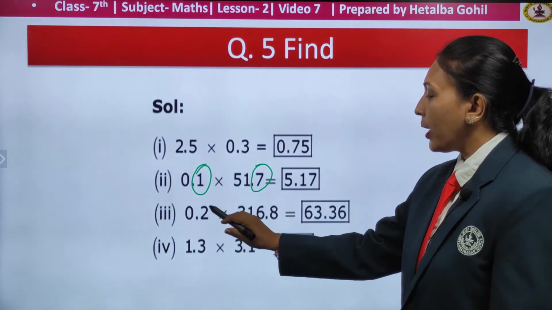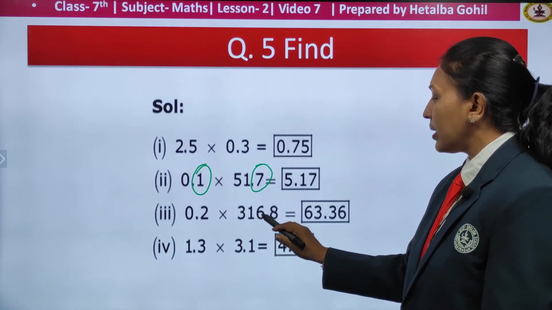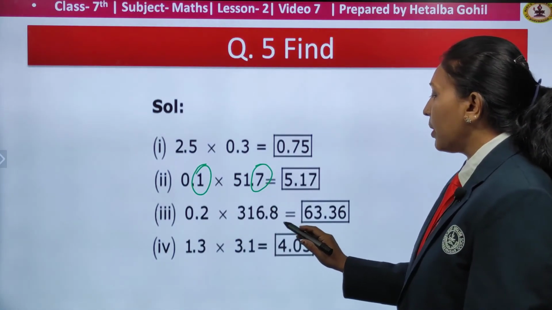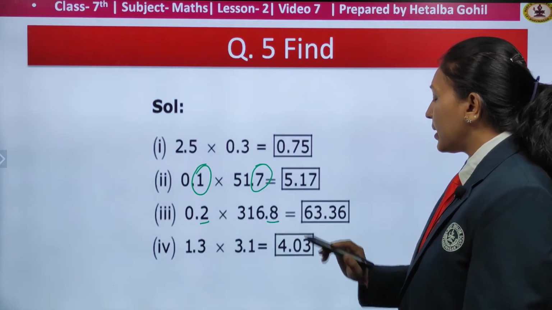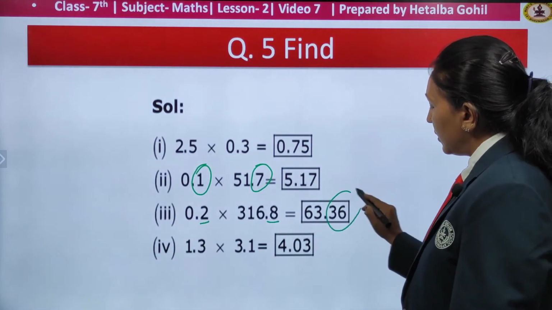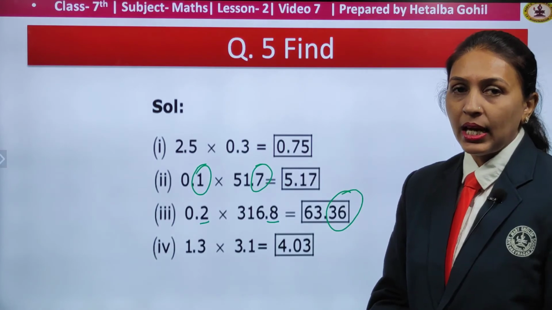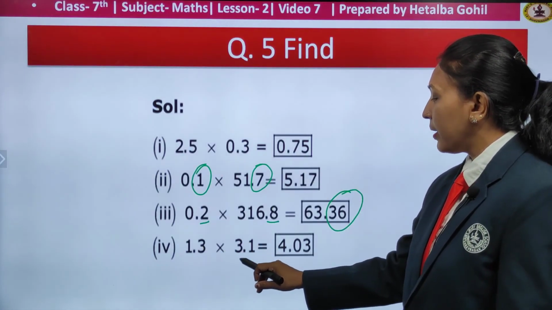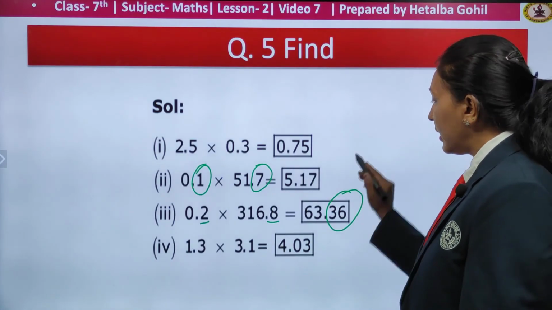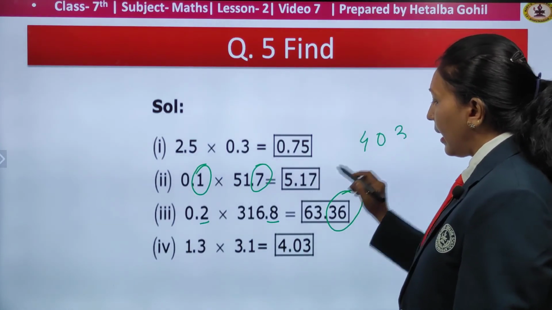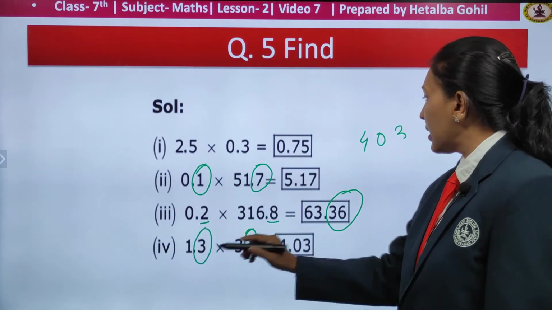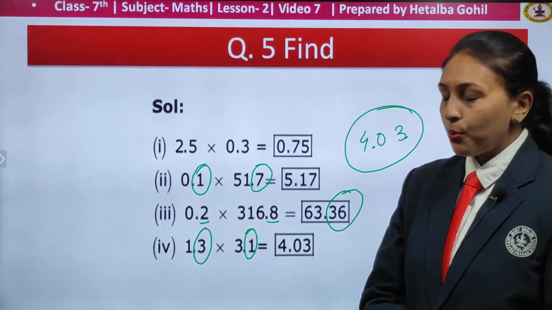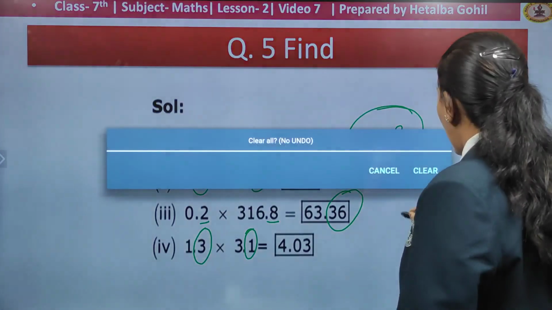Similarly, 0.2 multiplied by 316.8, when you find the product, place the decimal point after 2 places from the back. You can see here the 2 places, after that you can see a decimal point here. Similarly, 1.3 multiplied by 3.1, the product you will get here is 403, and as 2 decimal places, after 2 places you will get your product as 4.03 as the answer here.